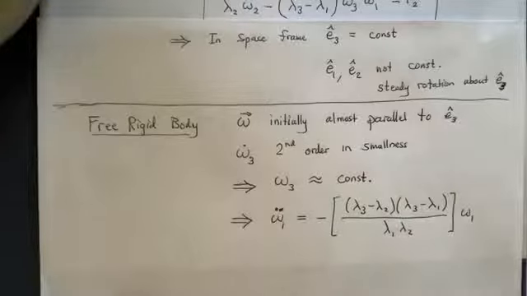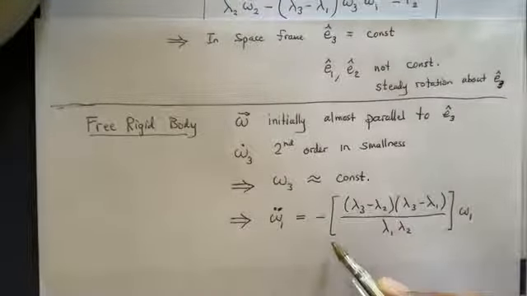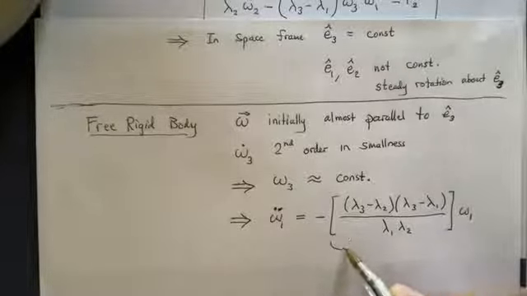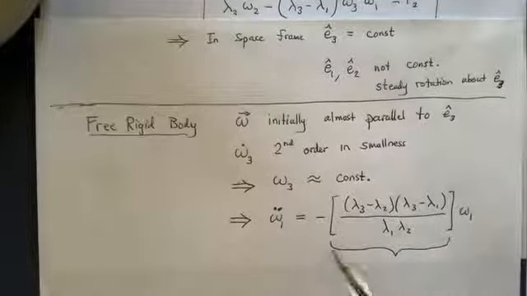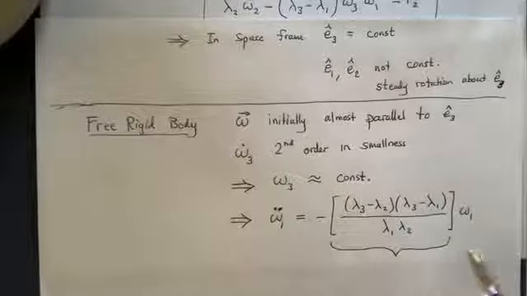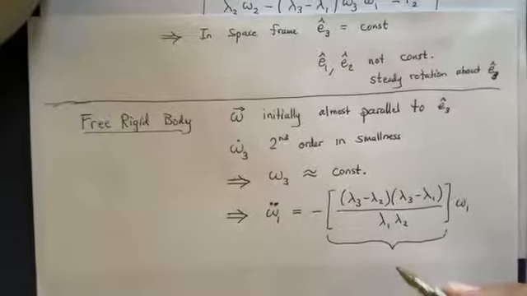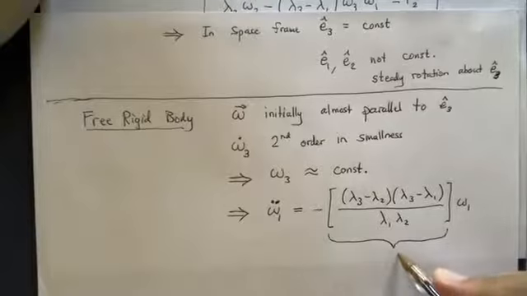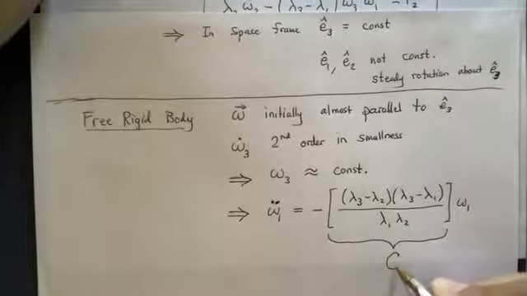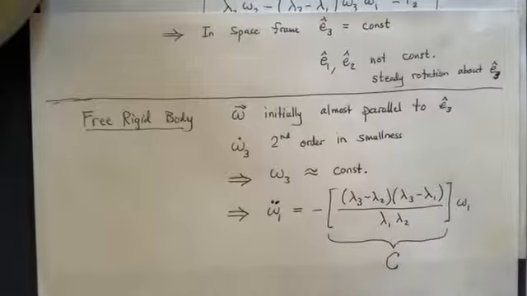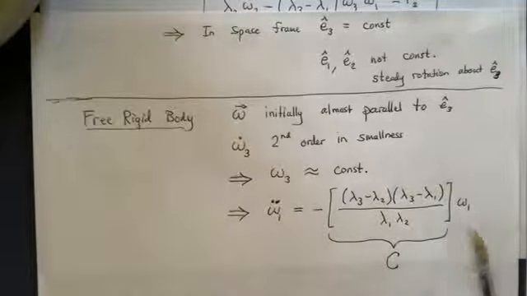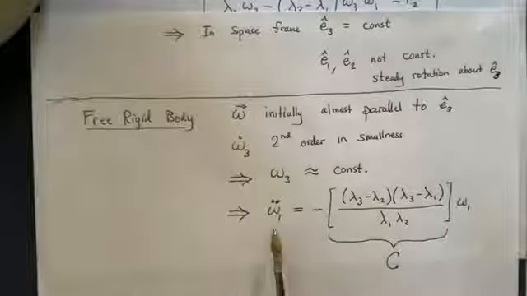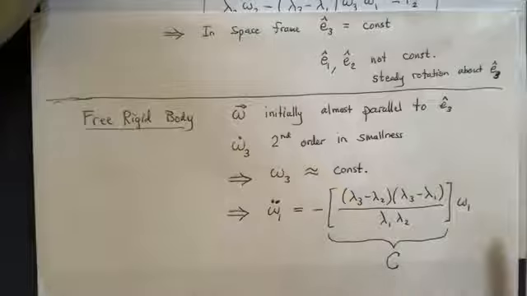Okay, so let's be very clear. The thing inside the square brackets, see how careful I am, sorry, the curly braces, I use curly braces to indicate the square brackets. We're going to call that capital C. Oops. That's supposed to be a capital C. So we have omega 1 double dot equaling minus capital C times omega 1. Omega 1 double dot, negative sign, constant, omega 1.